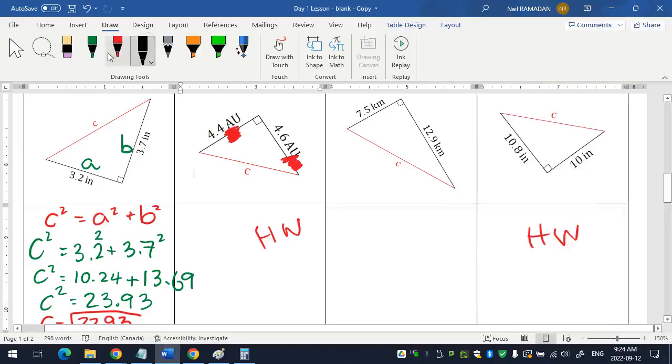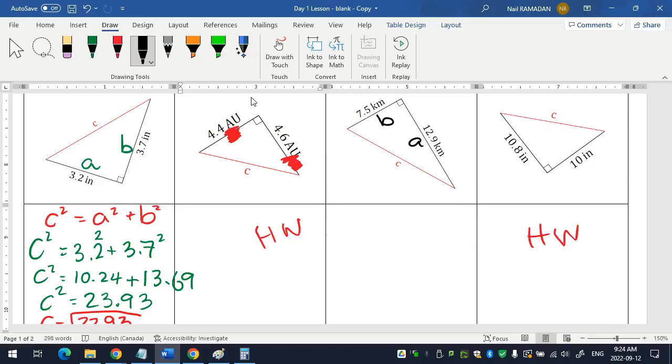So let's do this one. Same thing. I'm going to make this one A now and this one B. Which one am I trying to find? C. So we start with exactly the same amount of work. C squared equals A squared plus B squared. I know this one. So C squared equals, I guess A is 12.9. Don't forget the square, plus 7.5 with a square.